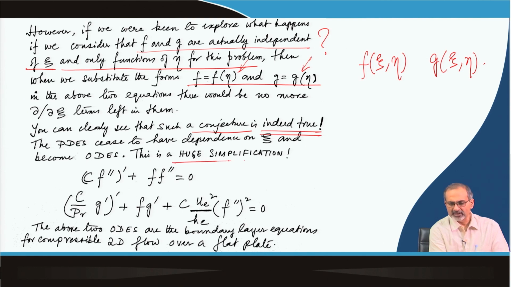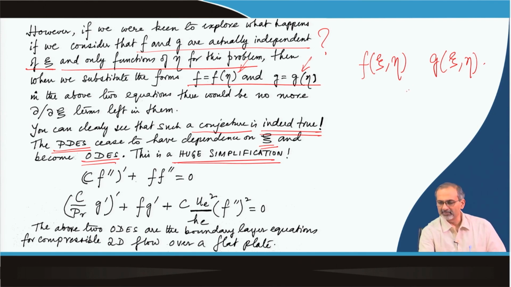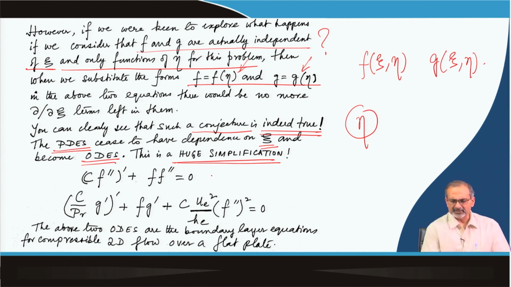Now, this leads to a huge simplification, because this is how we take the problem from a non-similar problem to a self-similar one, and in a mathematical sense the PDEs cease to have dependence on xi and therefore they become ODEs, because the problem is purely in the eta space instead of xi eta combination. So, now the derivatives are to be interpreted in the ordinary derivative sense, not in partial derivative sense. So, these are the x momentum equation and energy equation, which are ODEs now.